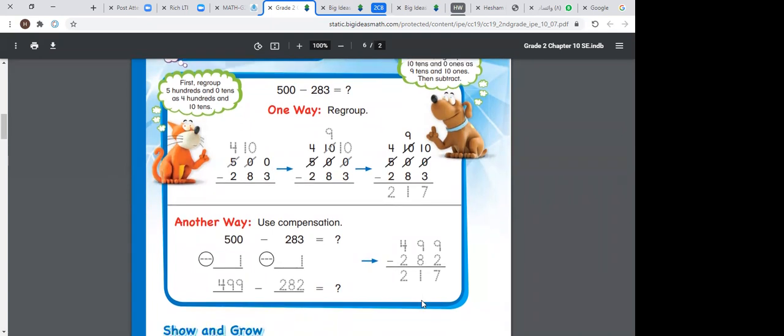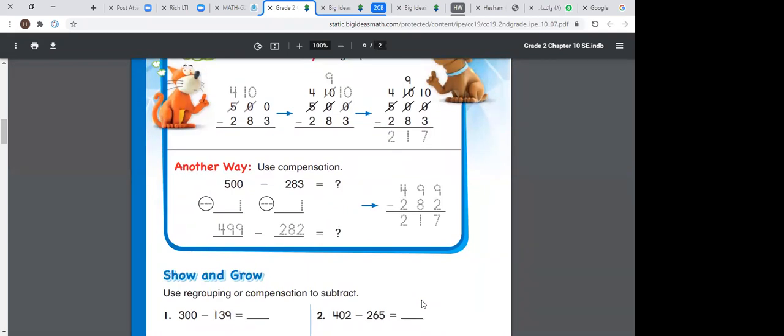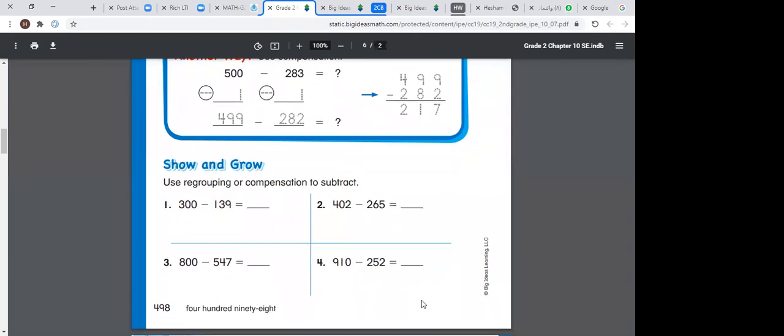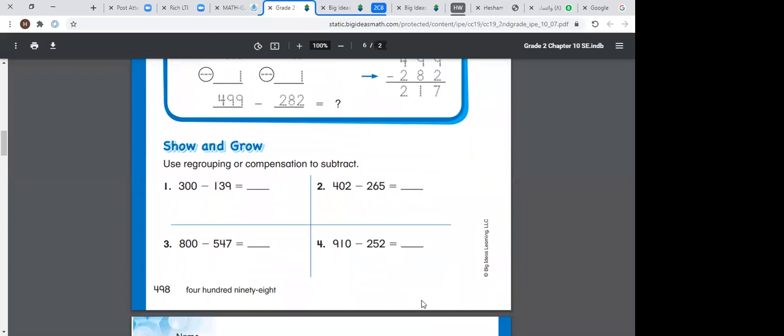Now let's move to the next question. 300 minus 139. Use regrouping or compensation to subtract. You can answer by regrouping or compensation, but I'll answer this question by compensation. To answer by compensation, grade 2, you have to make here minus 1, minus 1.